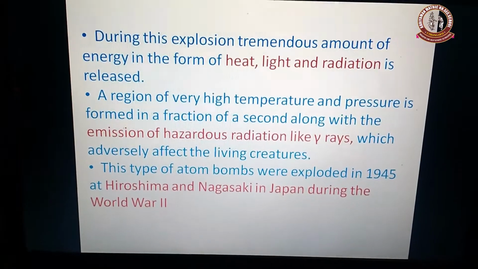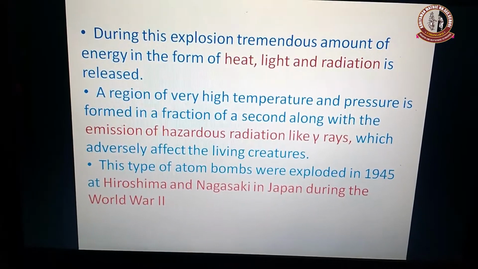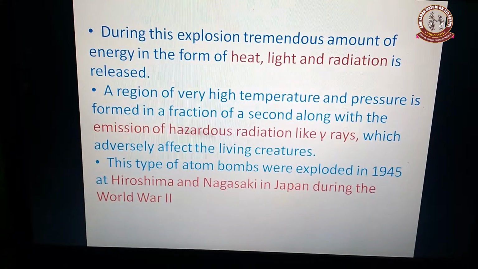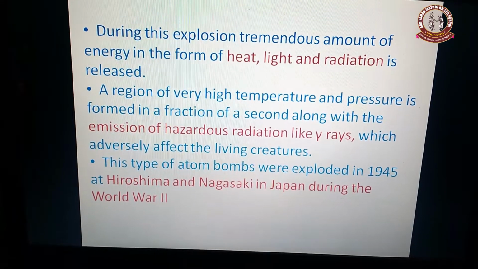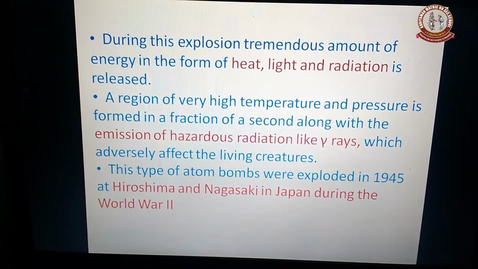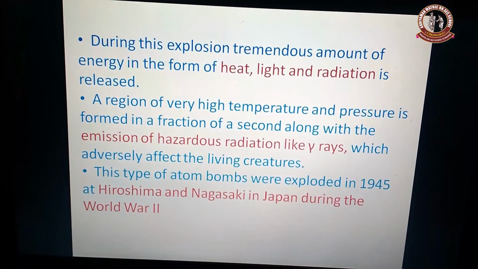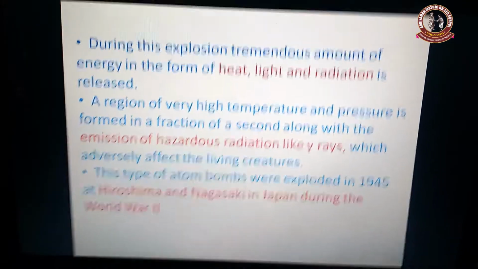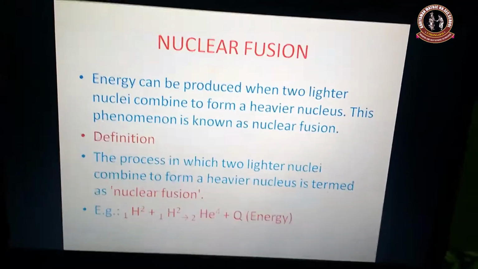Everyone remembers that during the Second World War, America dropped two atom bombs on Japan, at Hiroshima and Nagasaki. These two bombs were based on the atom bomb type.